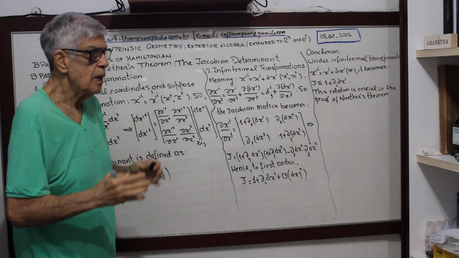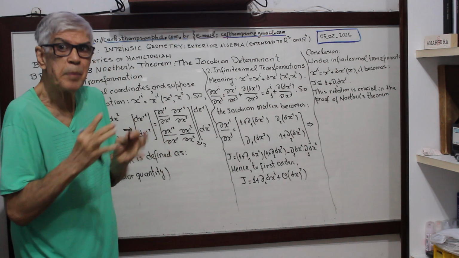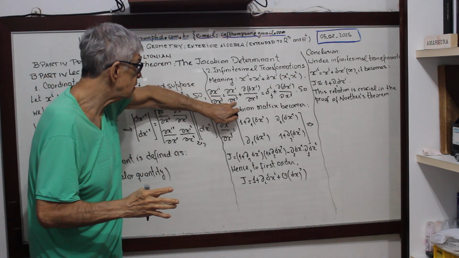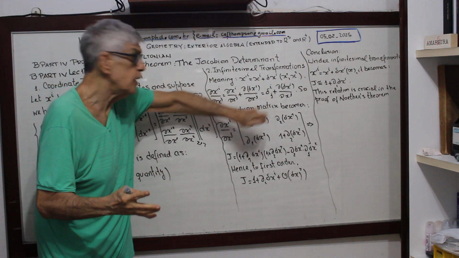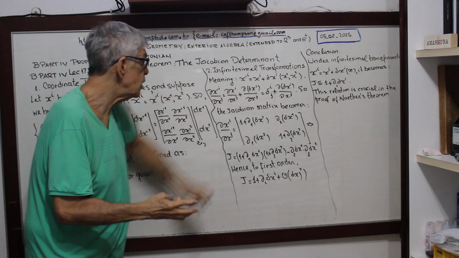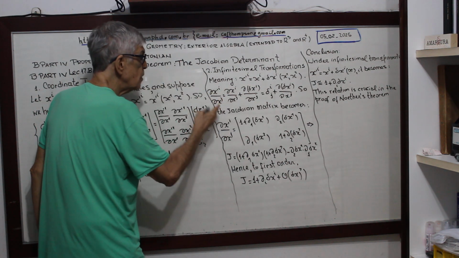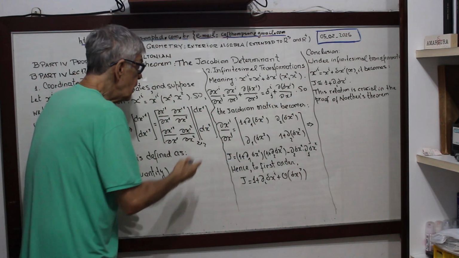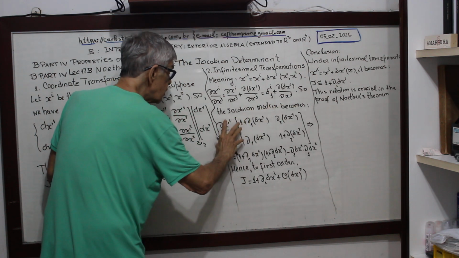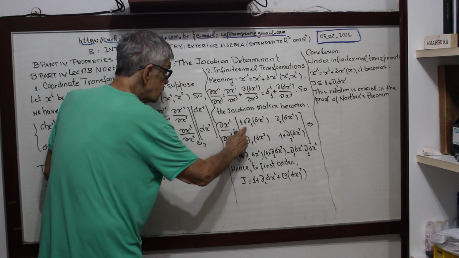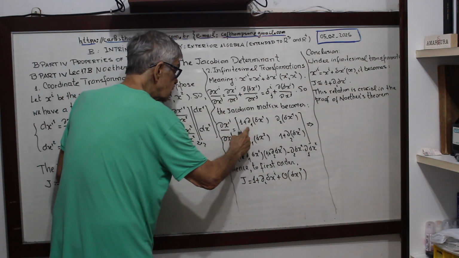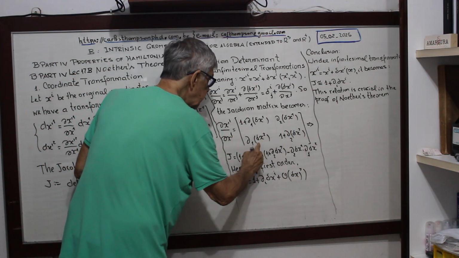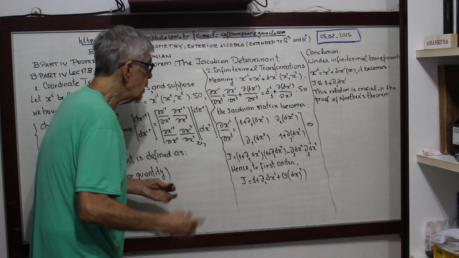But the coordinates are independent. So the partial derivative of x_i with respect to x_j is the Kronecker delta ij. So I just substitute delta ij, and this derivative here leads to this relation over there. So the Jacobian matrix becomes this, this is the Jacobian matrix, okay? This is the element of the matrix, for example A11, A12, A21, and A22.